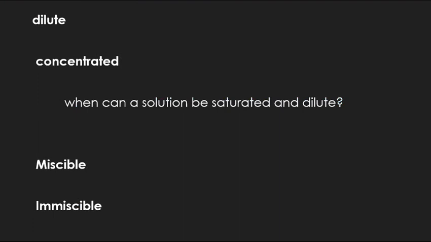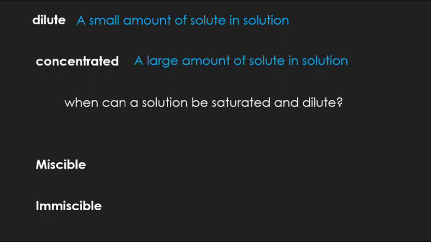So a couple other kind of random words here. You've already seen the word dilute earlier in the packet. Just want to make sure we understand what that means, because it's kind of related to these words. Dilute means we only have a small amount of solute in the solution, so way more solvent than solute. And these do tend to be unsaturated if we have a super duper small amount in there. Concentrated is the opposite. This is when we have a large amount of solute in solution. But we can actually have a solution be saturated while it's still dilute.